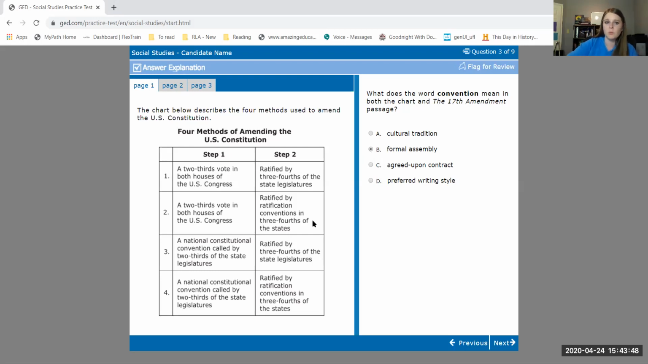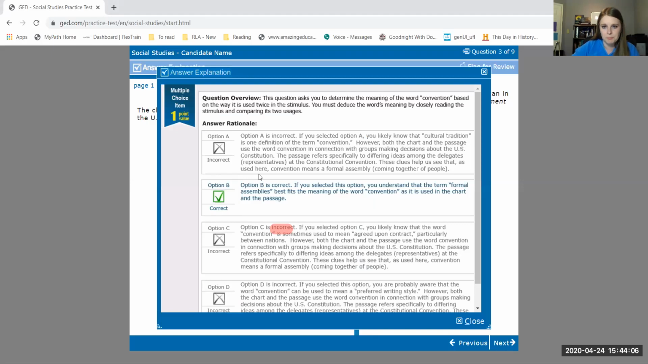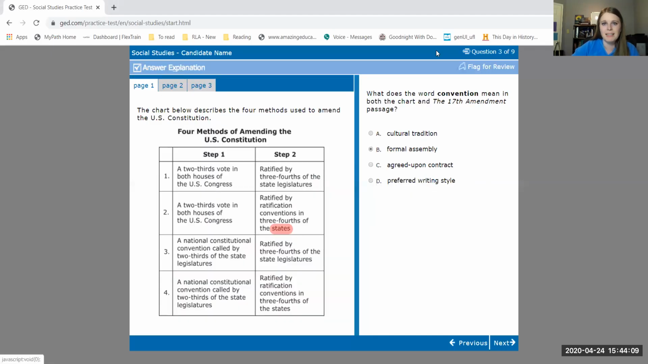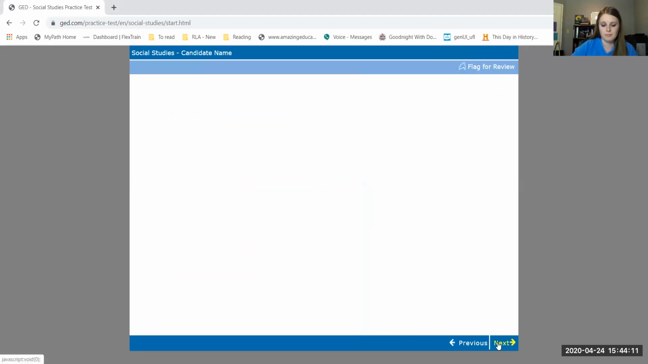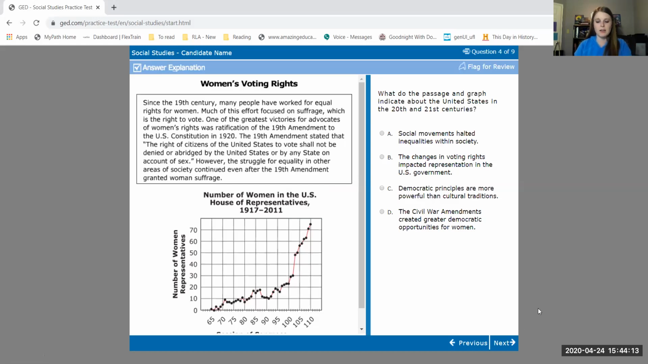Because in the United States, we like to vote on things. So we have to come together as a state or as a state legislature and agree to vote. So I think it's the actual action of coming together. So let's check our answer here. And we are correct. It is B, a formal assembly, coming together. All right, let's look at our next question here.